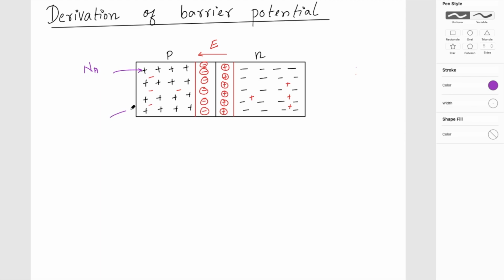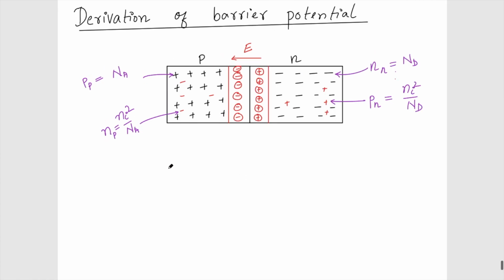And the minority charge carriers on the p side are basically the electrons, and their concentration on the p side is Ni squared by Na. This is what we have learned till now. Similarly on the n side, the majority charge carriers, which are the electrons, are equal to Nd, the donor atoms, and the minority charge carriers, the holes on the n side, are given by Ni squared by Nd.